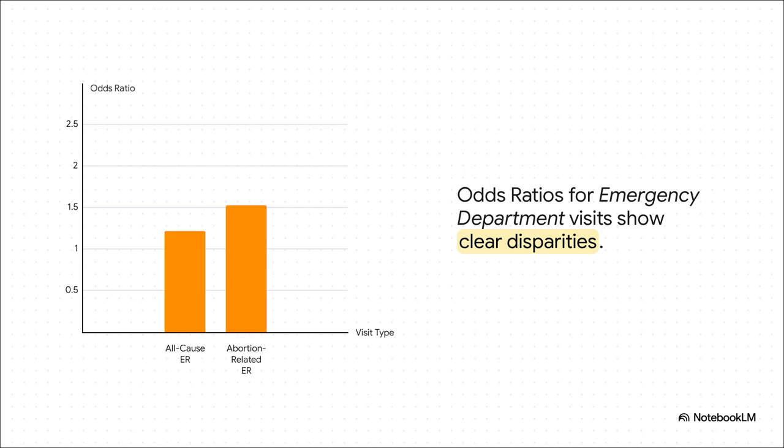While all-cause ER visits are basically comparable between the two groups, hovering at an odds ratio between 1.05 and 1.22, visits specifically tied to an abortion-related concern paint a different picture. For those, we're seeing a pooled odds ratio of 1.53. That's a consistent 53% increase in the odds of visiting the ER specifically for a complication following a medical abortion.